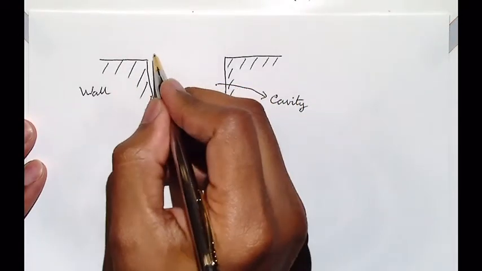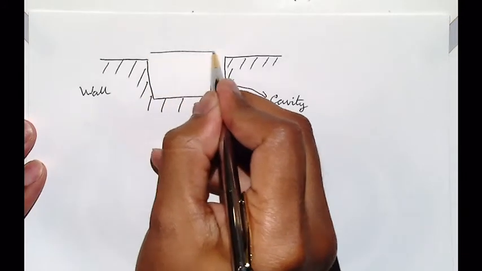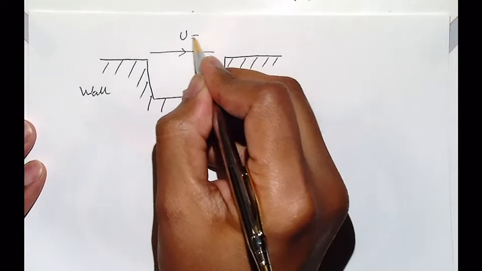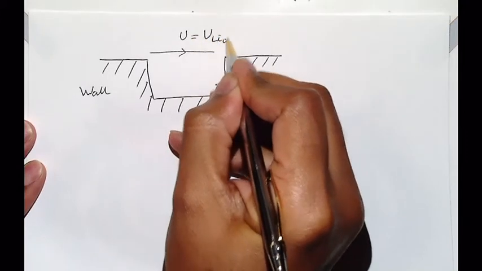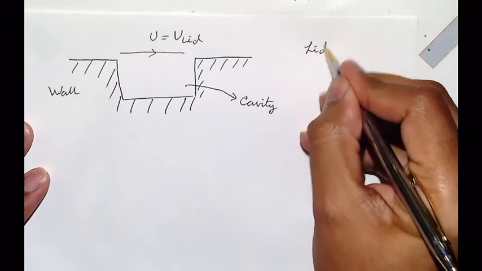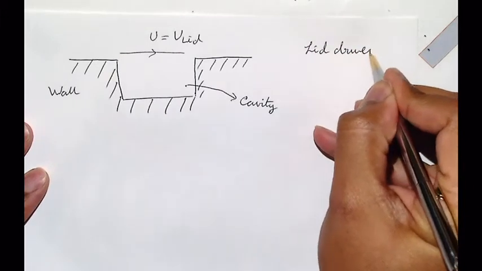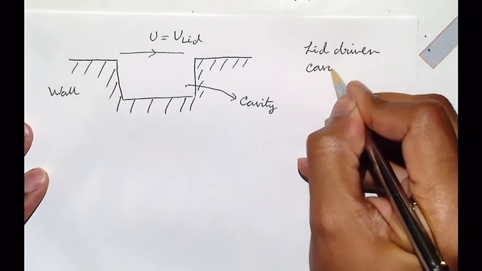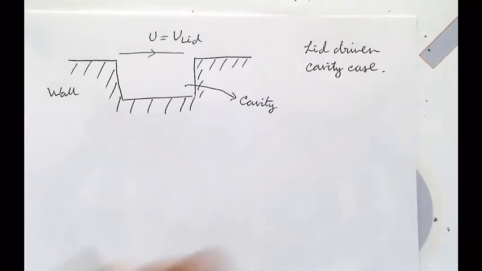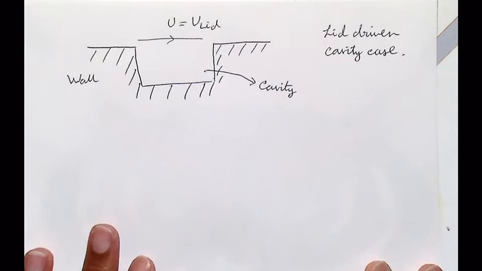And what you do is you impose u equals something over here. U equals u lid is what it usually is called. So this is called a lid-driven cavity case. And it's sort of a very simple toy problem to test your code.